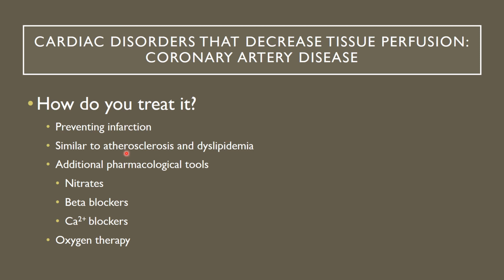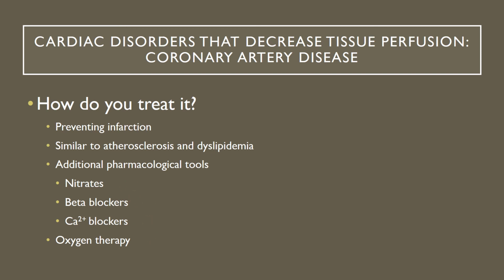Okay. Pharmacological tools might incorporate nitrates, and nitrates are essentially vasodilators. So our goal there is to promote vasodilation of the coronary arteries to prevent vasoconstriction, reducing flow more so than others. Beta blockers, we've already talked about those in depth. Calcium channel blockers, we've talked about these in depth. So you should know how each pharmacological tool would be used in this case.